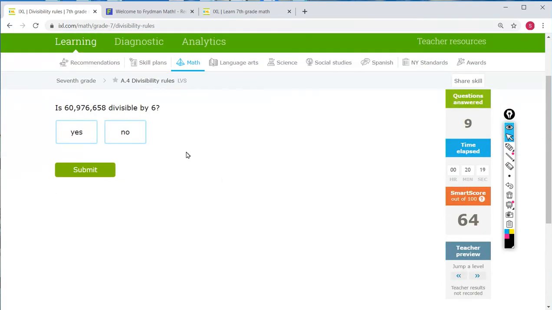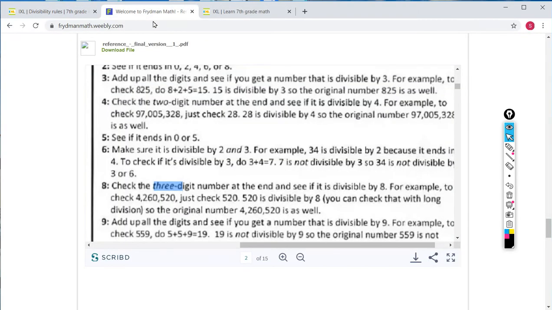Okay, this is a new one. Is 60,976,658 divisible by 6? So we're getting a little bit of practice just reading numbers in this exercise also. Well, what's the rule to see if a number is divisible by 6? Here it is right over here. Make sure it is divisible by 2 and 3.